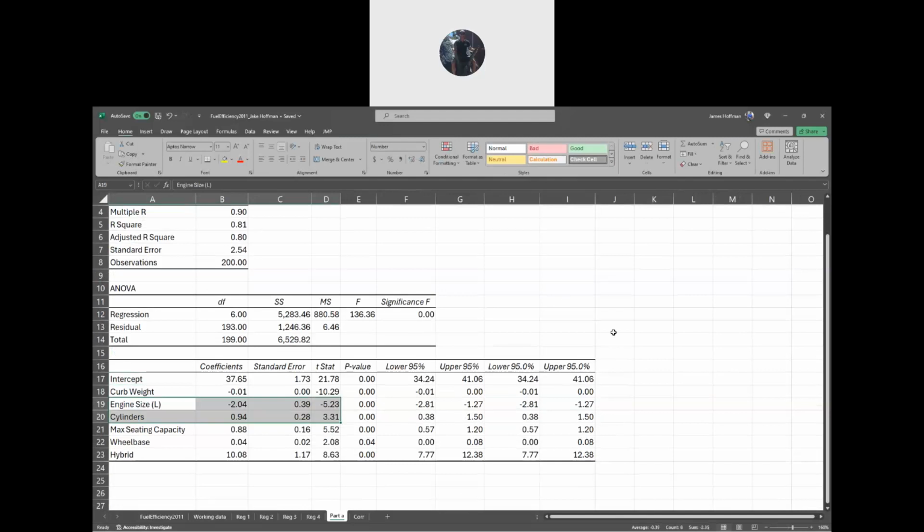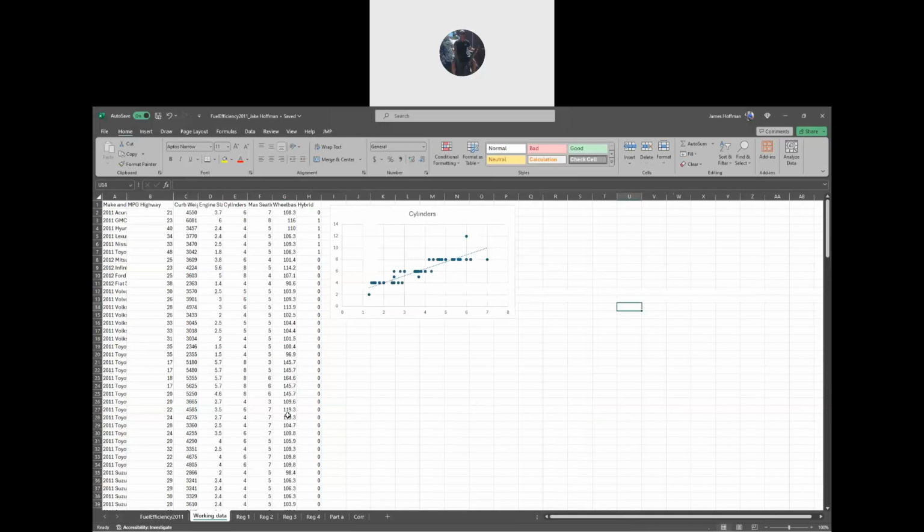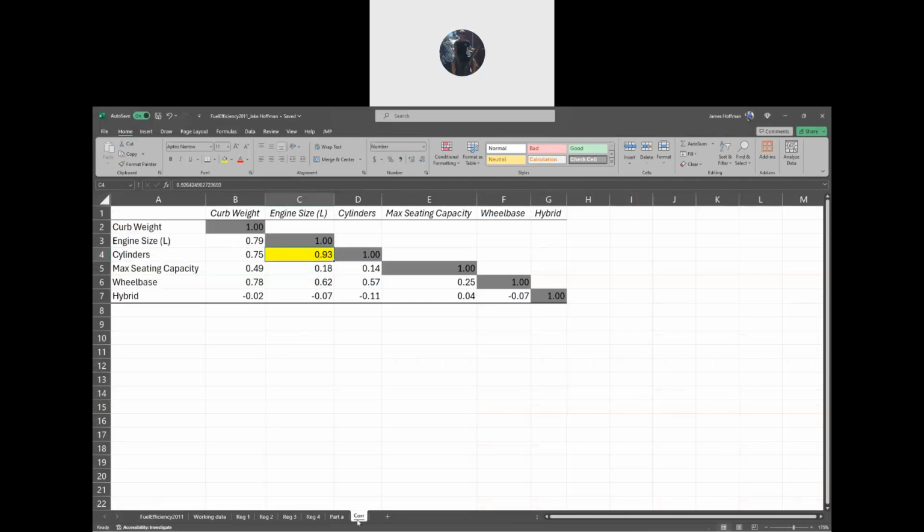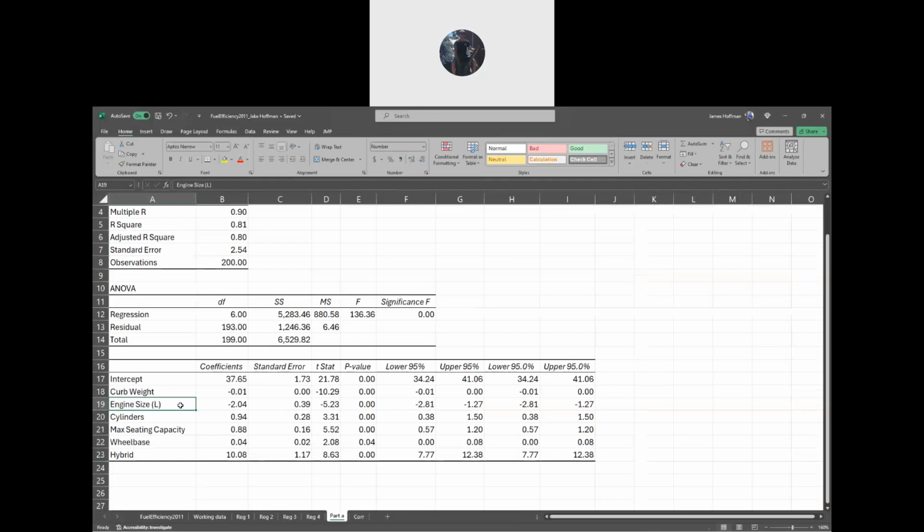Yeah. Okay. Let's make a note there. So we're going to take out, okay, cylinders. Engine size versus cylinders, and we would take out cylinders. Okay. Let's check the other ones.